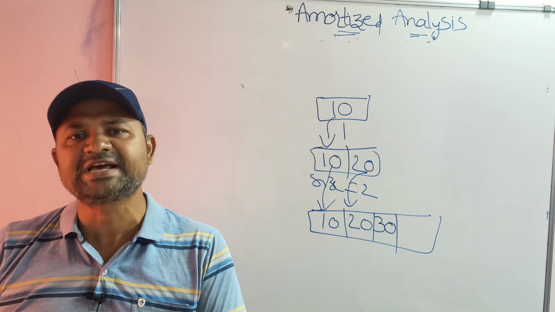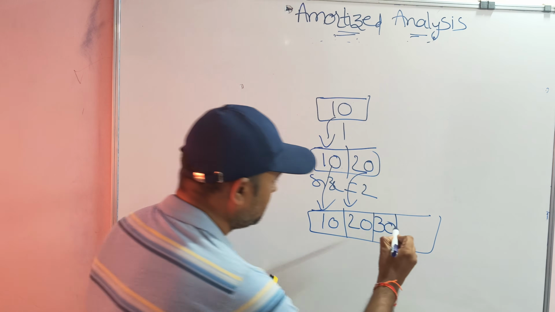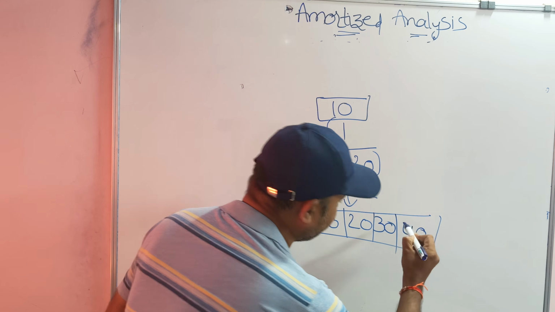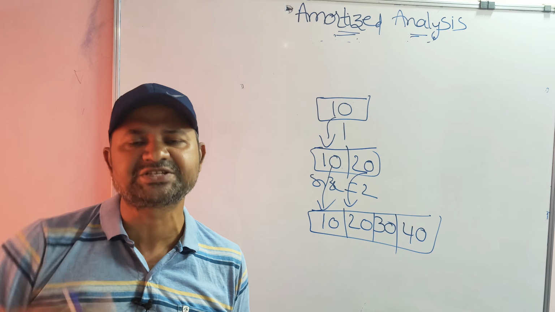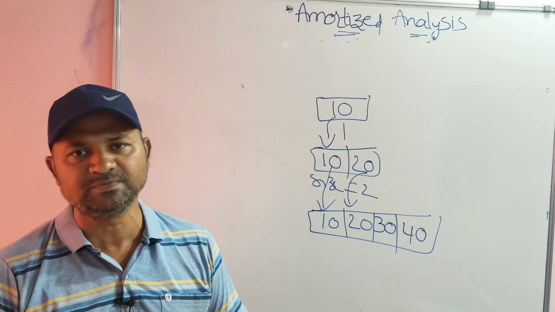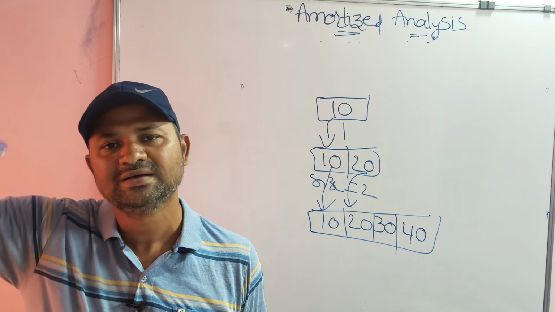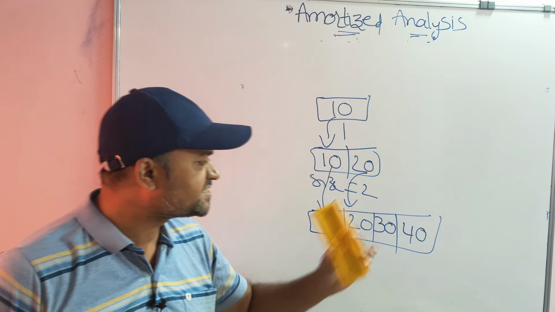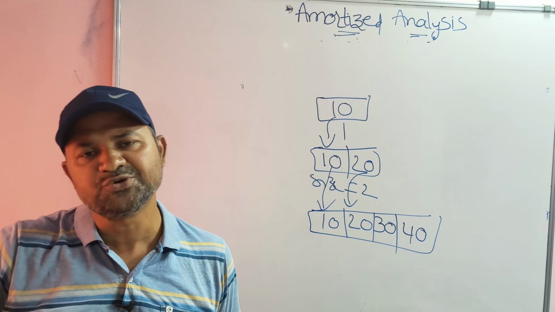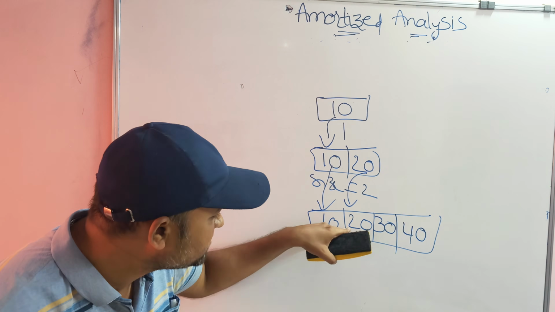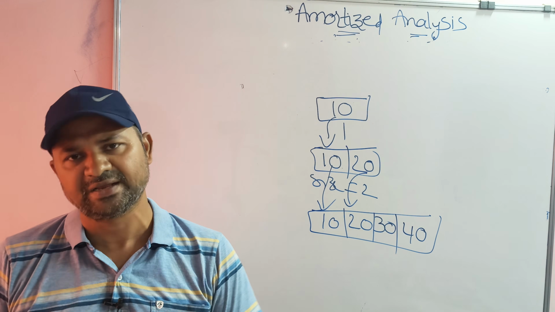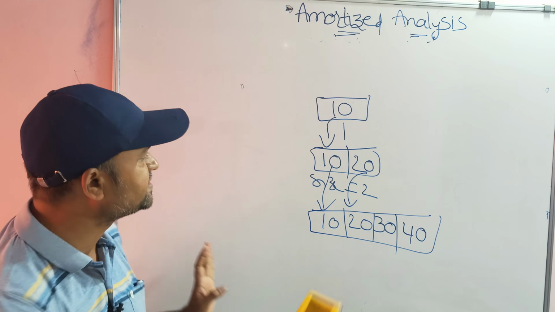Now let us insert one more element. Let the next element be 40. Now let us perform one more insertion operation. The array is full, so we have to double the size of the array. Previously the array size is 4. Now the new array size will become 8. So we have to copy these 4 elements into the new array. Likewise we will do the proceedings.